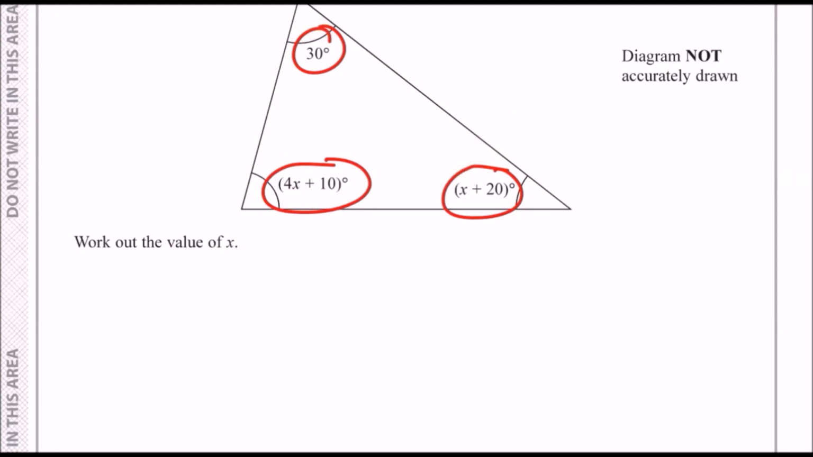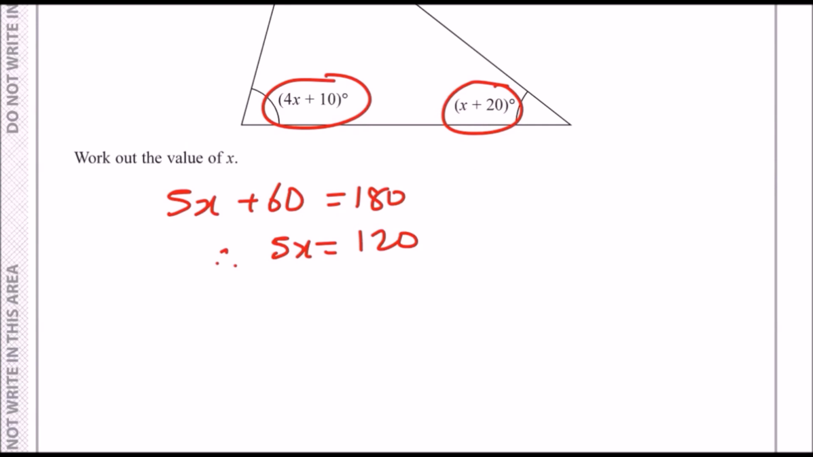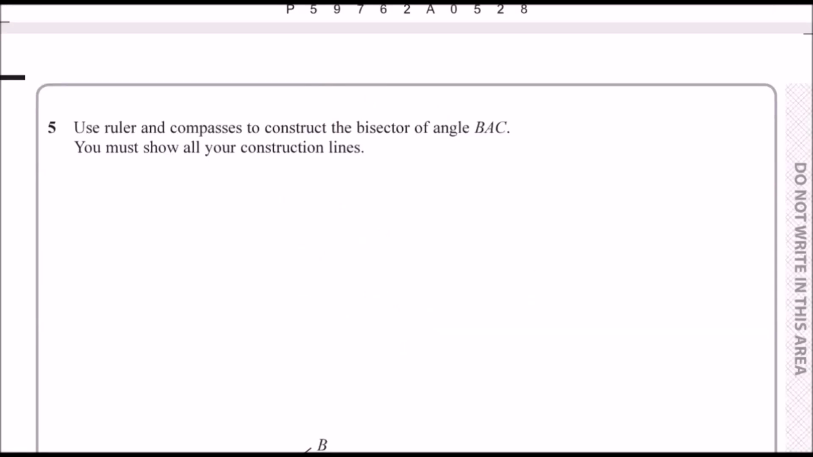So going with x's first, we can say 4x plus x will give us a 5x. And as for the numbers, you got 10 plus 20 plus 30. That should give us 60. And we know for sure that all of these must sum up to 180 degrees. And at this stage, you just want to rearrange now. So what I would do is just minus 60 across. So we can get 5x equals 120. And then lastly, just divide that result by 5. And when you do that, you're going to get 24 degrees. Well, x is 24.